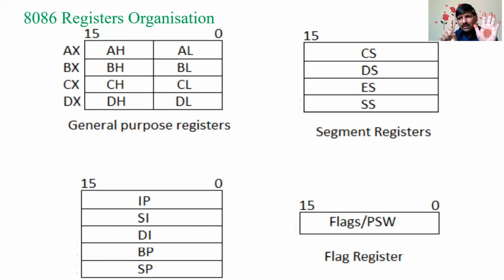Six are status flags: first carry, auxiliary carry, parity, zero, sign, overflow. Control flags are 3: first direction flag, trap flag, interrupt flag. Okay, these are the total 14 registers: 4, 4, 8, 5, 13 plus 1, 14. 14 16-bit registers.